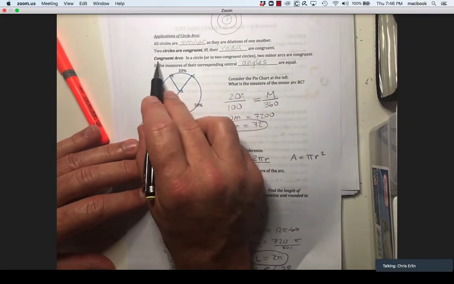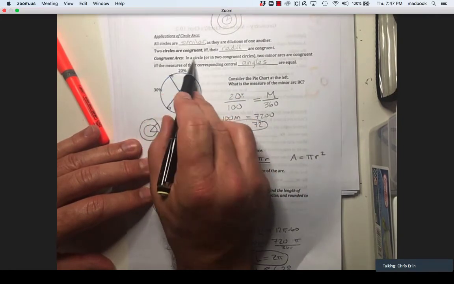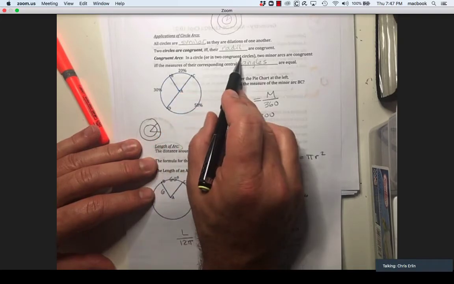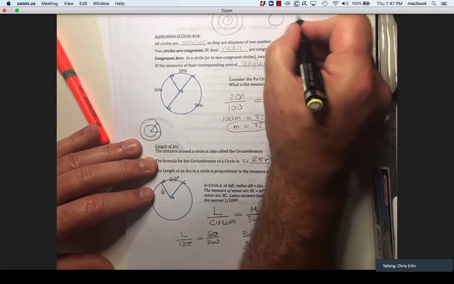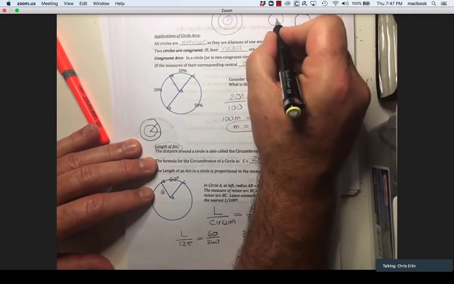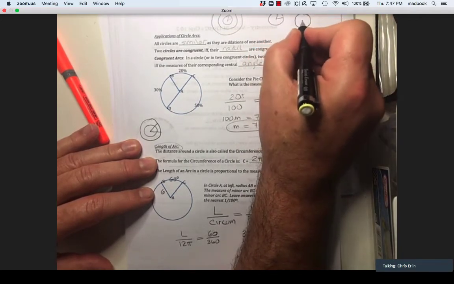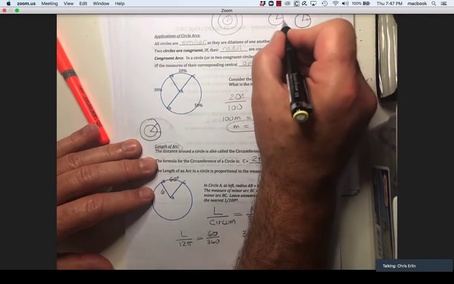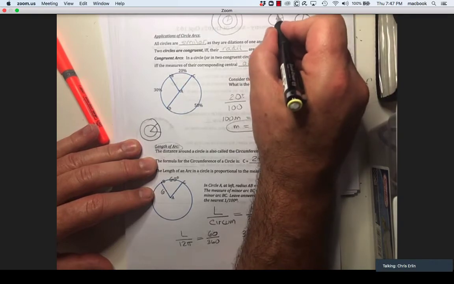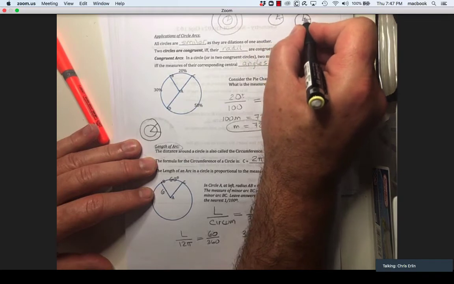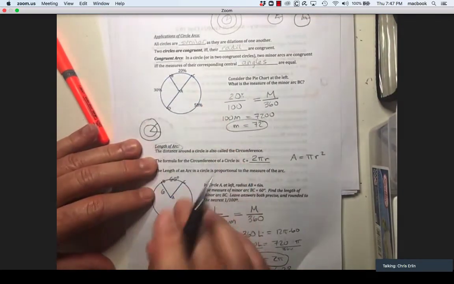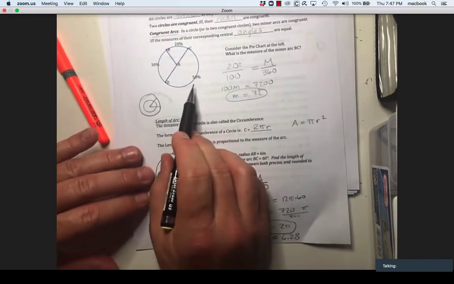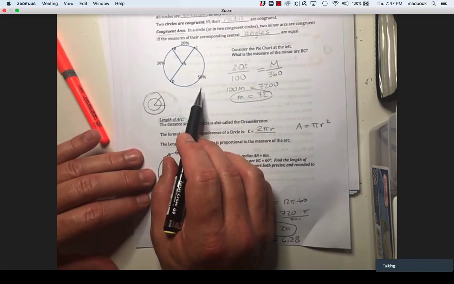Within circles, you can only have congruent arcs, either in a single circle or in two congruent circles, if the two minor arcs are congruent. I have two congruent circles, and I know that this one and this one have the same radii, and I know that this is 30 degrees and this is 30 degrees, then these arcs are also going to be congruent arcs. Here's an application that's interesting and leads us somewhere fun.